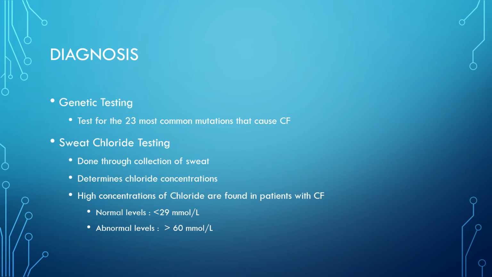One of the ways that patients are tested for cystic fibrosis is through genetic testing. Through this test, they are essentially looking for the 23 most common mutations that cause cystic fibrosis. As previously mentioned towards the beginning of the presentation, there are thousands of mutations that could potentially cause cystic fibrosis. Through this genetic testing, they are testing for the 23 most common mutations.